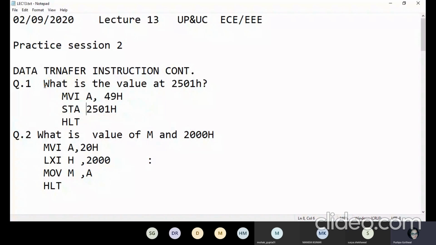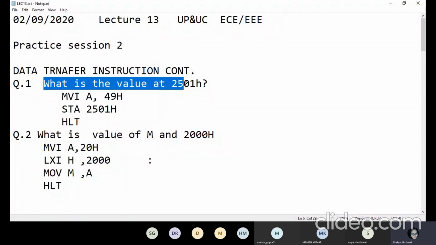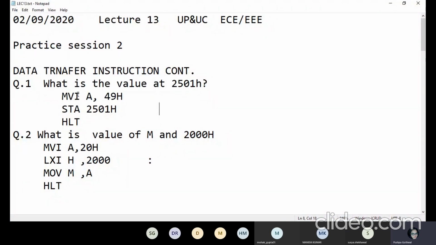Okay. So in this program, what we want is the value at 2501H. Here the program is MVI A comma 49H. As you know, MVI A comma 49H means A will be stored with 49H. And if you are talking about STA 2501, what is the meaning of this? Accumulator content will be loaded here. So what will be the value at 2501? 49H. Yeah, 49H. So this kind of question can also come in the exams.